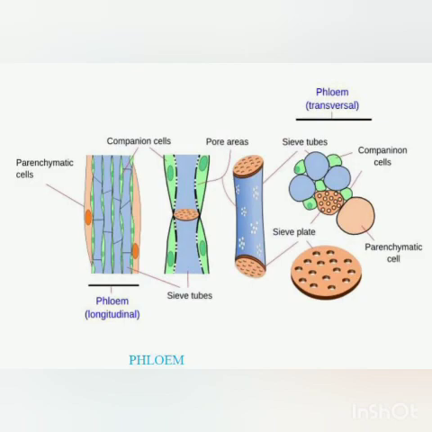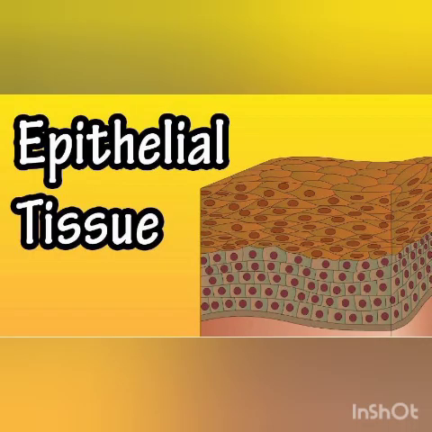So animal tissue, the first is different. I told you different types of tissues are there. One is epithelial tissue. What is epithelial tissue? Epithelial tissue is protective in nature, and it forms the covering.